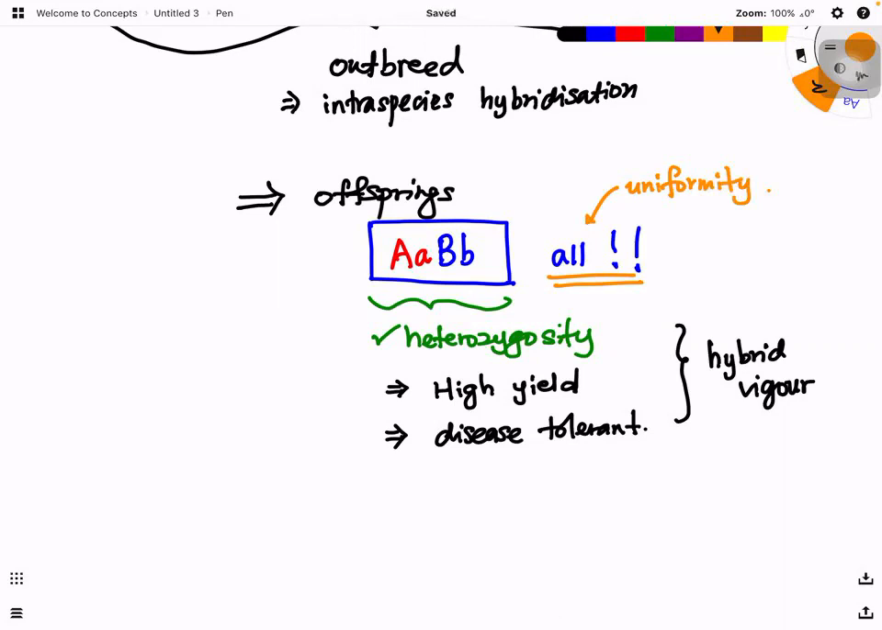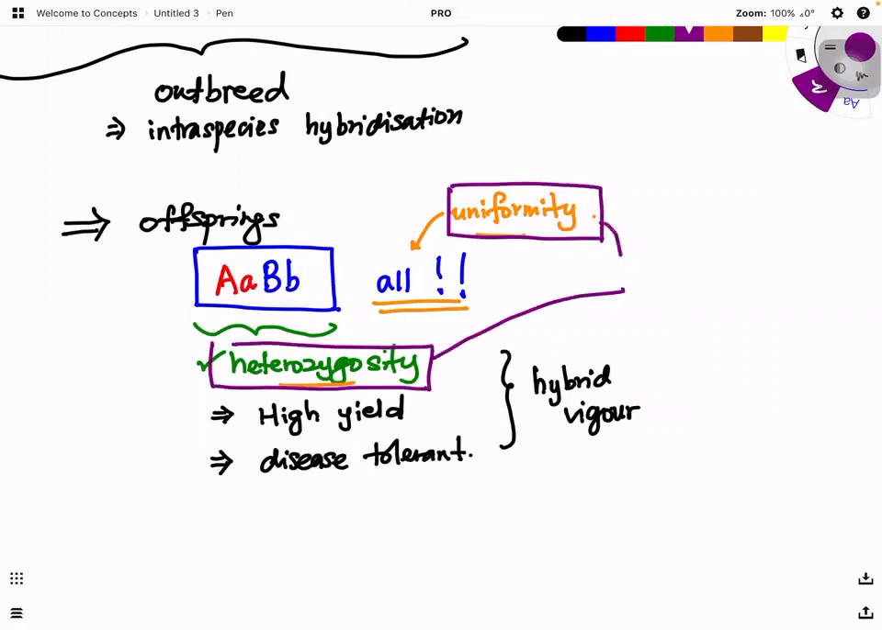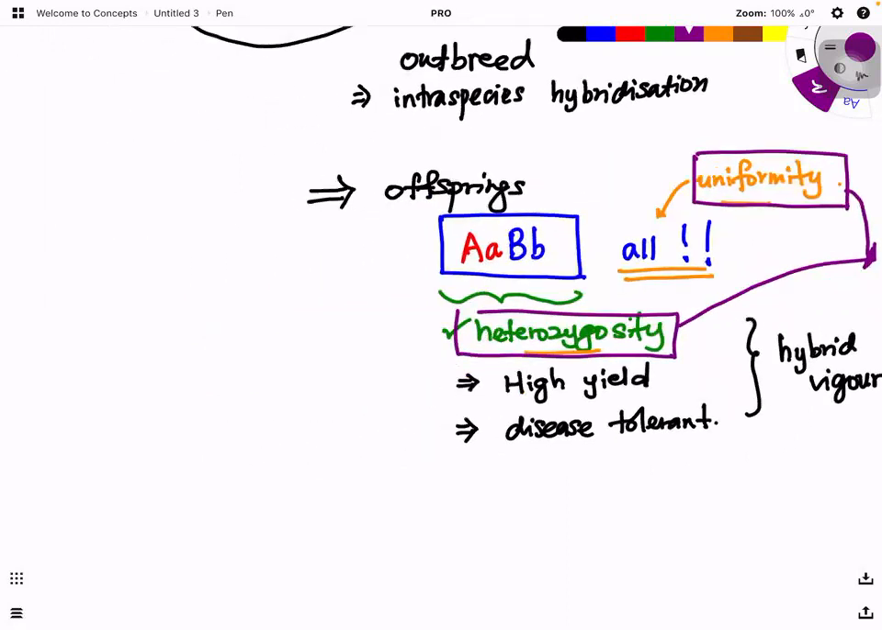So we achieve both uniformity and heterozygosity at the same time, but we have to be always careful. Uniformity and heterozygosity only last for 1 generation. Okay, why? Because if you inbreed them again, what will happen? Then you won't get everything heterozygous.